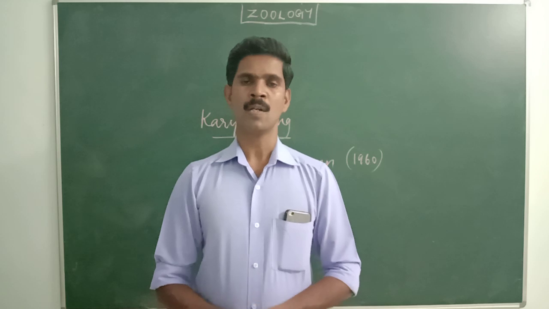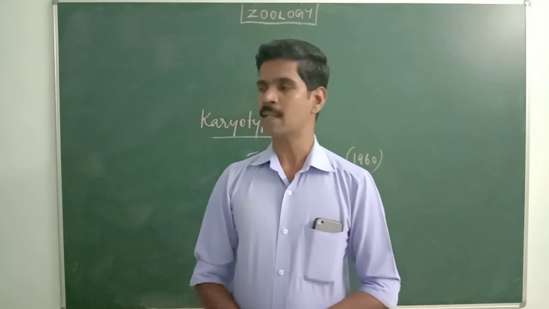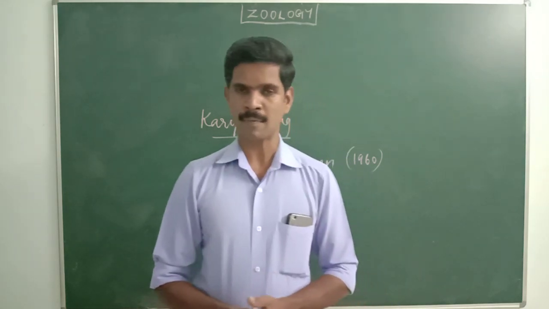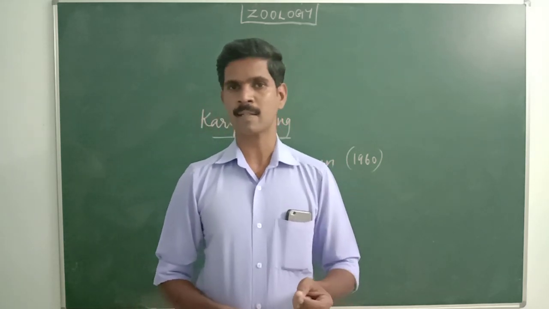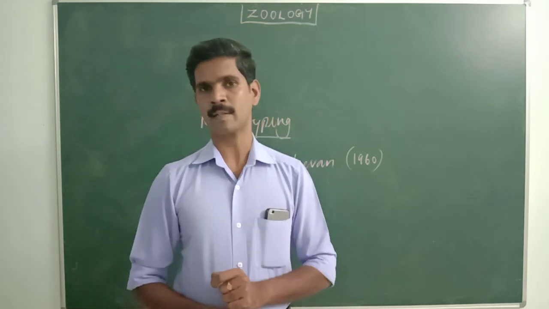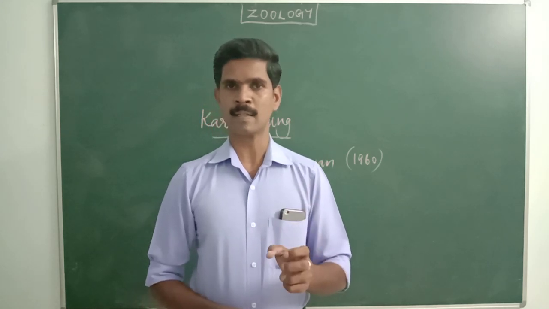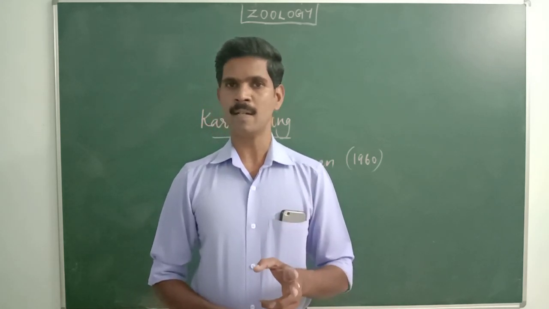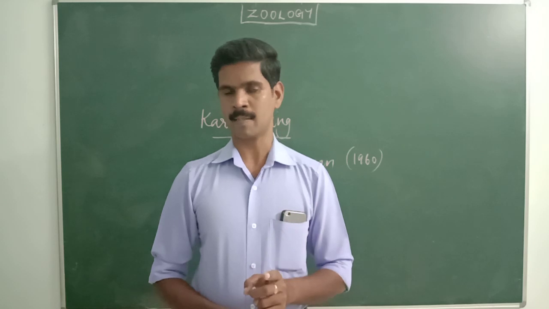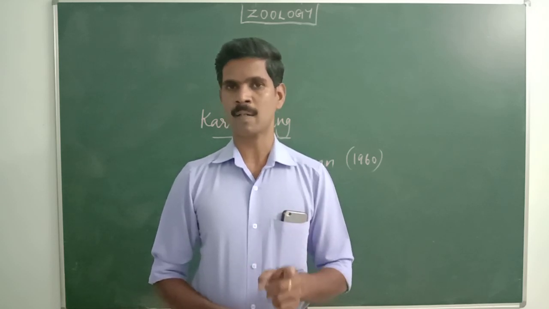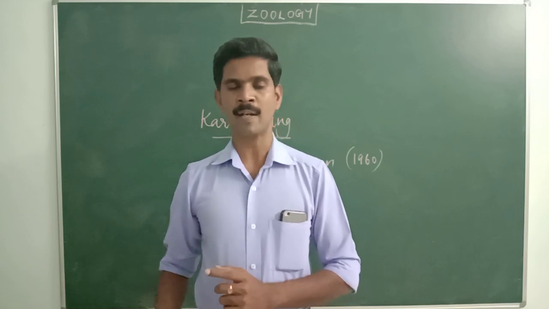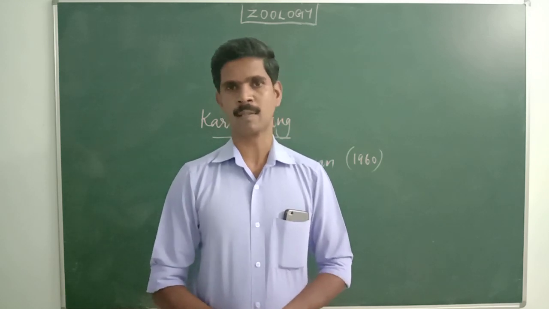Okay, my dear students, today's class we have completed. What topics did we study? The first topic was sex-linked inheritance: examples for X-linked inheritance and Y-linked inheritance. For X-linked inheritance, we studied two examples, hemophilia and color blindness. For Y-linked inheritance, we studied one example, hypertrichosis. Then finally we studied the karyotyping technique.